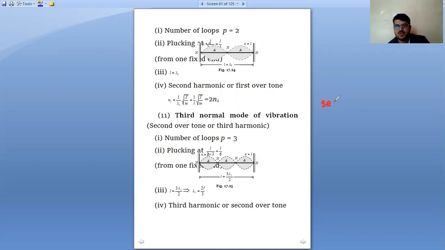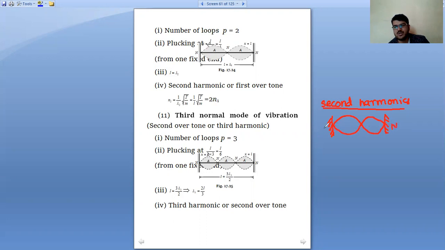Let us suppose this is the second harmonic. In the second harmonic, what will happen? You can see here in the diagram, this is the string, and it is fixed between the two rigid supports. Now what happens? How many loops are you getting? 2 loops like this you will get.